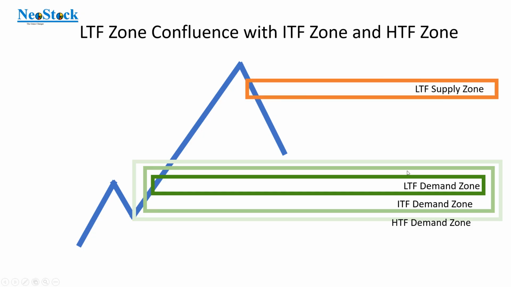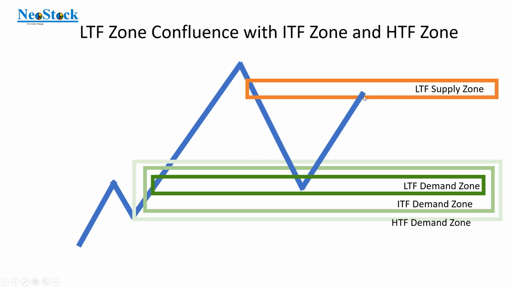Assume here we have a LTF supply zone. When prices reach this LTF zone, the order flow is much stronger. Why are we saying much stronger? Because here the zone confluence is taking place between three time frame zones. So obviously institutions will keep more strong order flow here. So in that case, there are higher chances the prices will reach here.